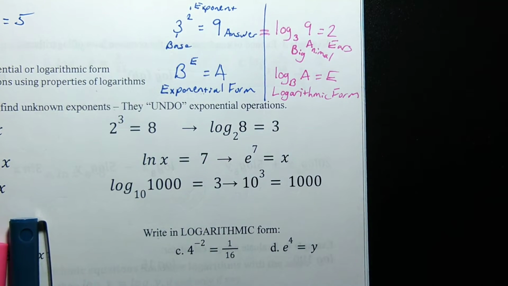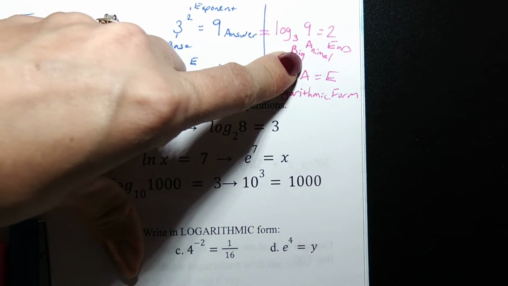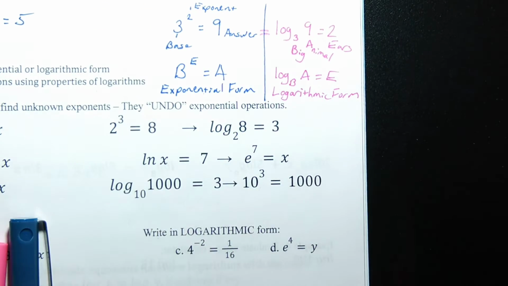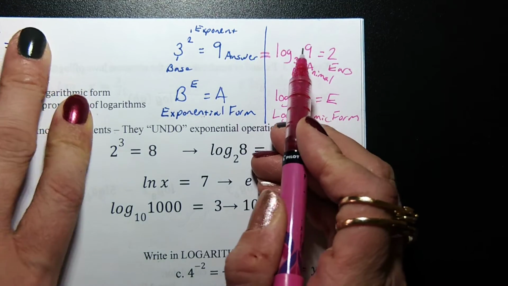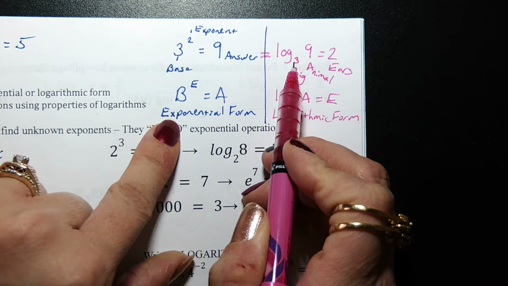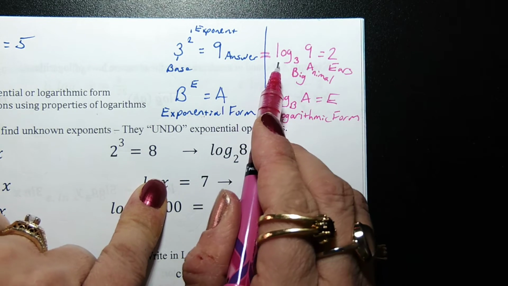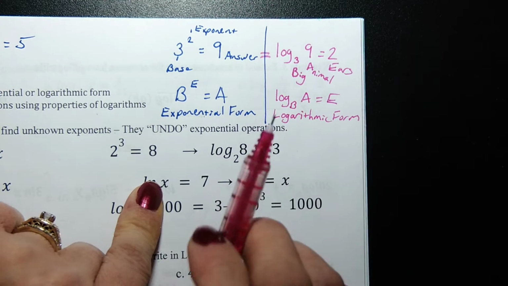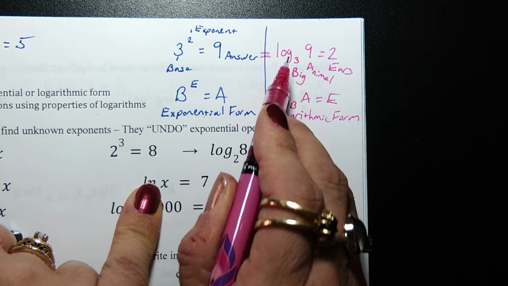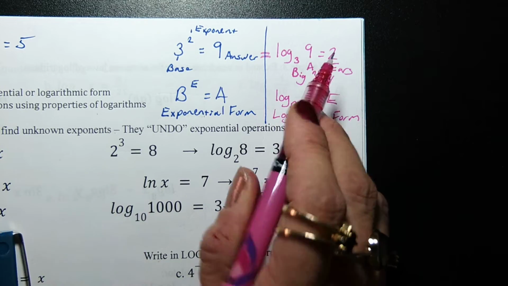We're also going to practice reading it, because how I said it, log and then a subscript 3 and then a ground level 9 equals 2, that's not how we actually read it. So this is kind of a new language for us, so we're just going to practice reading this expression. This says log base 3 of 9 equals 2. Log base 3 of 9 equals 2. Say it with me. Log base 3 of 9 equals 2.